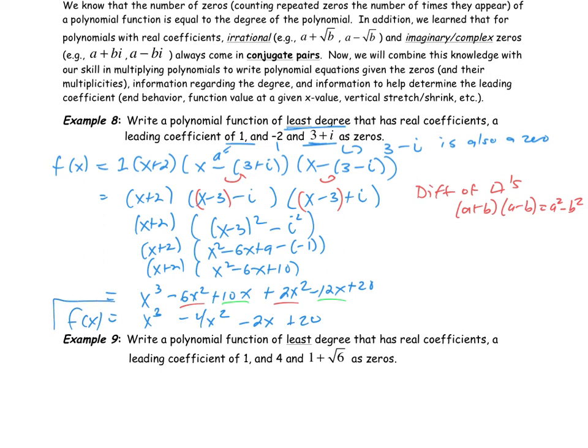So the polynomial function that meets these criteria with least degree, leading coefficient of 1, and the given zeros is x cubed minus 4x squared minus 2x plus 20.